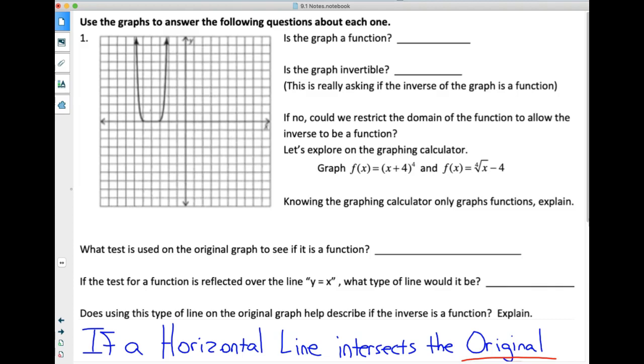Okay. So, is this black graph a function? Yes, it is. How do we know it is? It passes the vertical line test. Okay? Passes the vertical line test. Is this graph invertible? Well, I don't know. Let's check it out. So I have this point, 1, 2, 3, 4, 0. So I'm going to want to plot 0, 4, right?